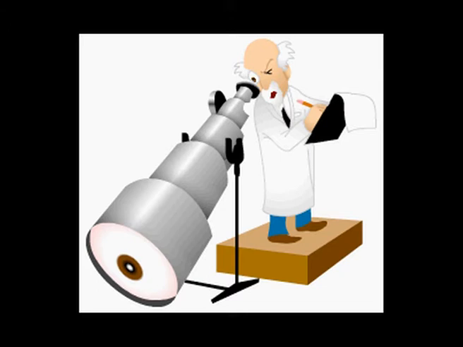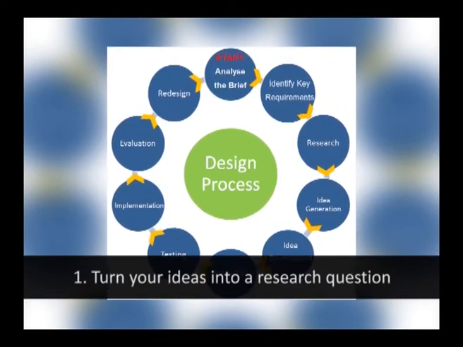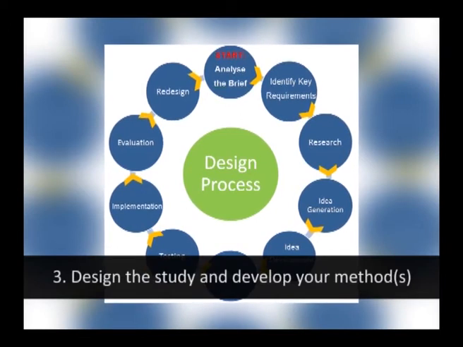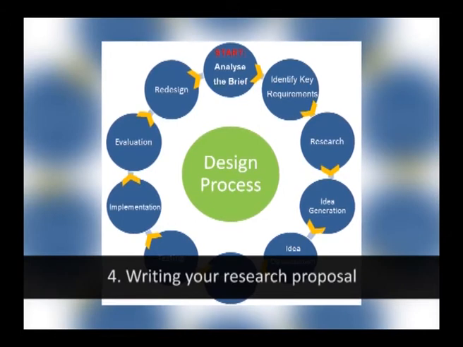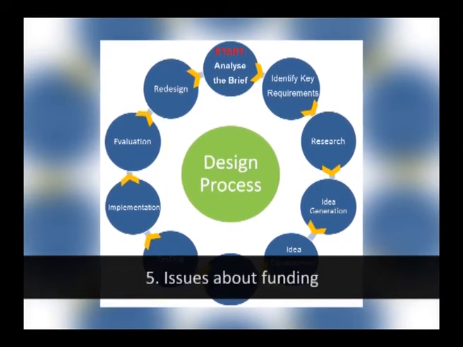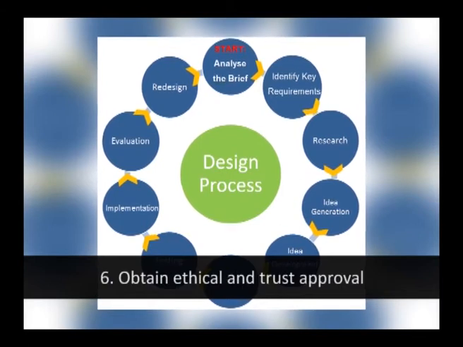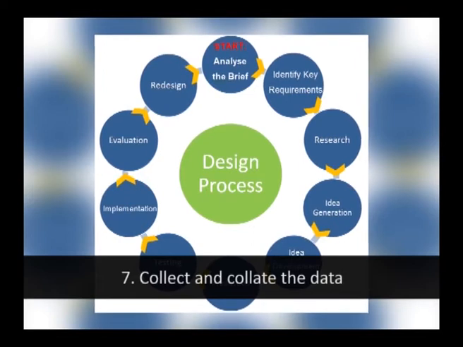This hypothesis is then part of the first stage of the research process, of which there are 10 phases. Turn your ideas into a research question. Review the literature. Design the study and develop your methods. Writing your research proposal. Issues about funding. Obtain ethical and trust approval. Collect and collate the data.